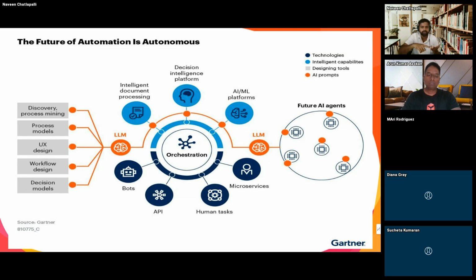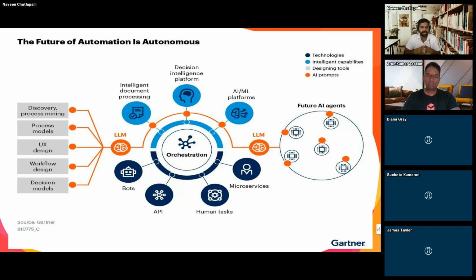But the designing tools will also be existing: the discovery of process mining, process models, UX design, workflow design, which are already there. And we are connecting all these dots by using some LLM capabilities, and each and every possibility can create one AI agent there. So this is a very nice representation given by Gartner of agentic process automation, and how we can autonomously create some workflows here.